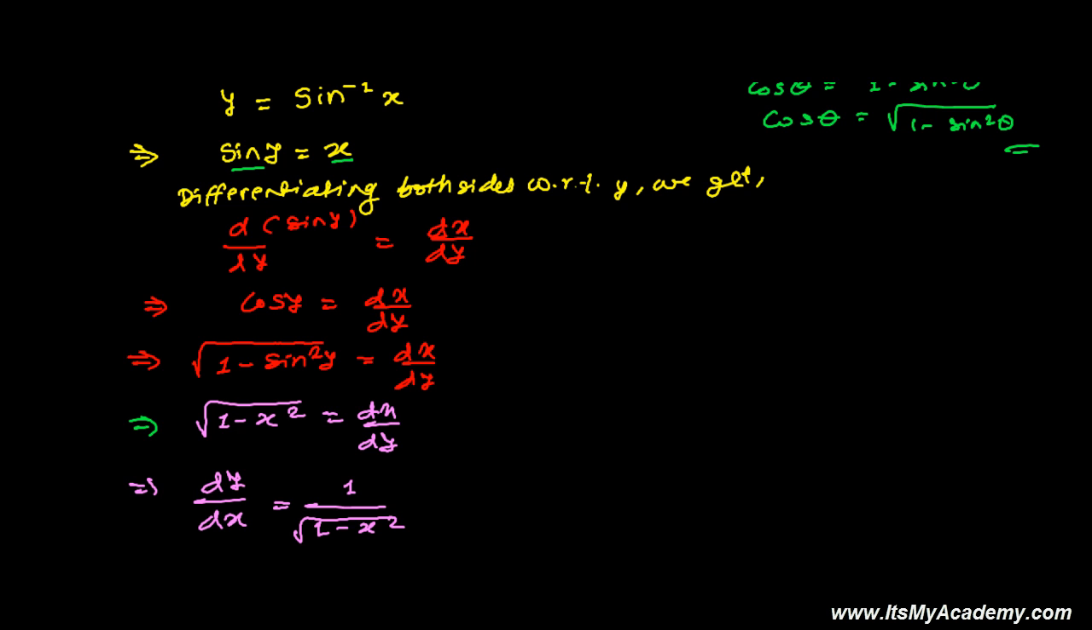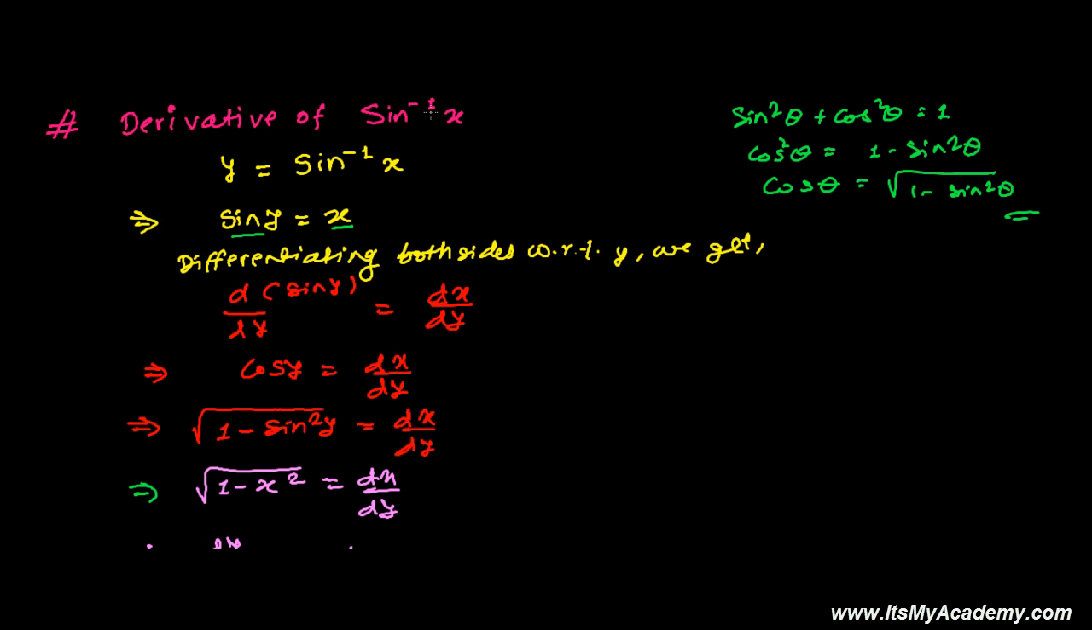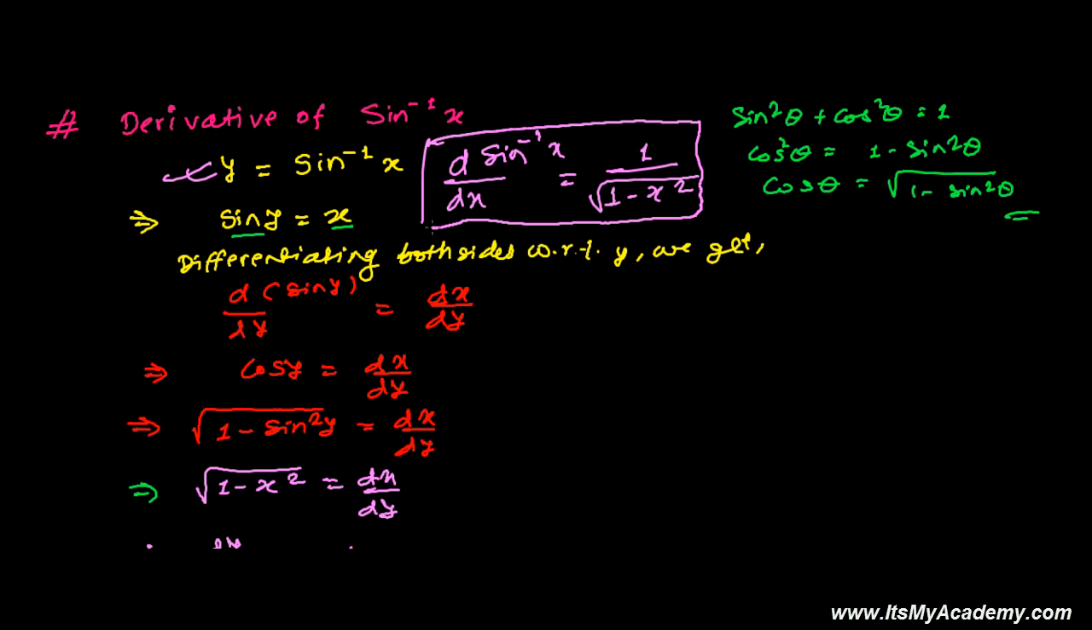So we found dy over dx, the derivative of sine inverse x, which we needed to find. This was our original function, so the derivative of sine inverse x with respect to x is equal to 1 over the root of 1 minus x squared. This is the formula, the result we get while finding the derivative of sine inverse of x. Now we can use it like an identity to find the derivative of any other function. Let me give an example here.